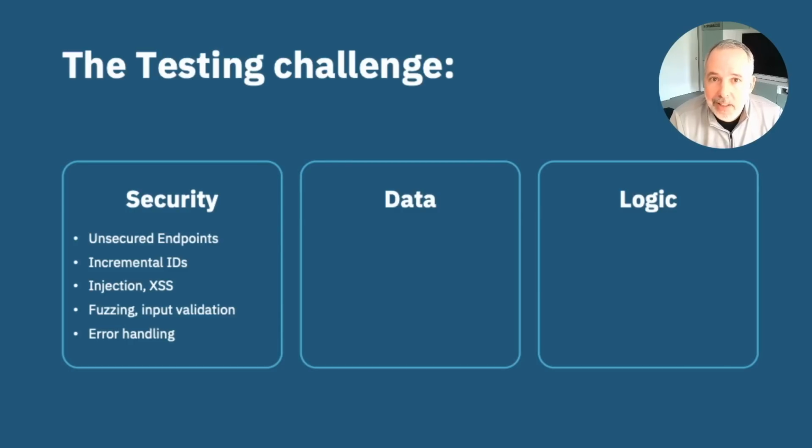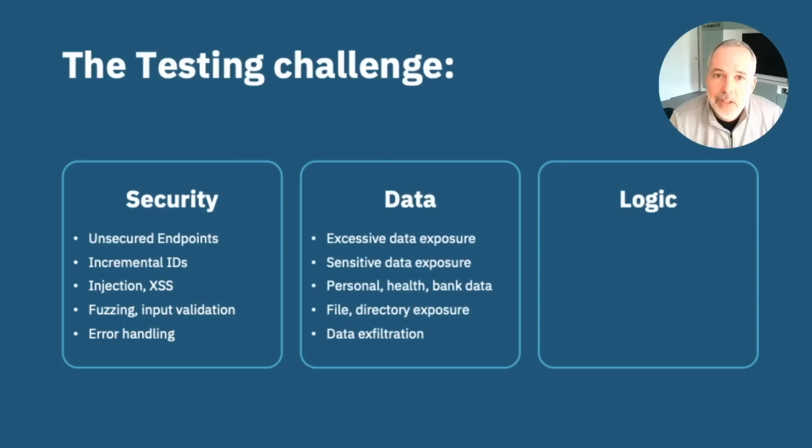Next, we've got the data category. And here we're really focusing on what kind of data is your API accessing? What kind of data is it returning? Is there sensitive information in here? Is it too much information? Can we filter it down and return less information and still meet the business requirements? Are there regulatory implications for this data?